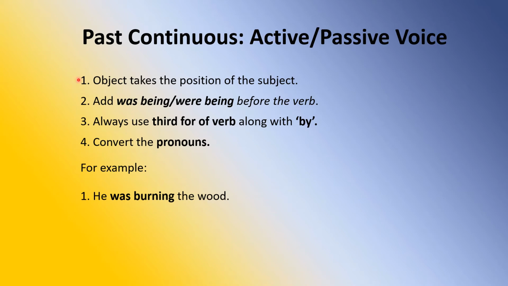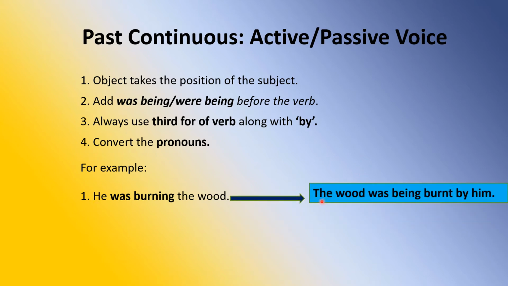Now, we shall apply all these four rules in order to convert this given sentence into its passive voice form. We shall take out the object, which is the wood, in the start of the sentence. Then we shall add being after was. Then we shall change the form of the verb and put the third form of the verb in our sentence. After that, we will add by. And at the end, you will have the pronoun and you will change its form. Here is the passive voice form of that sentence: the wood was being burnt by him.